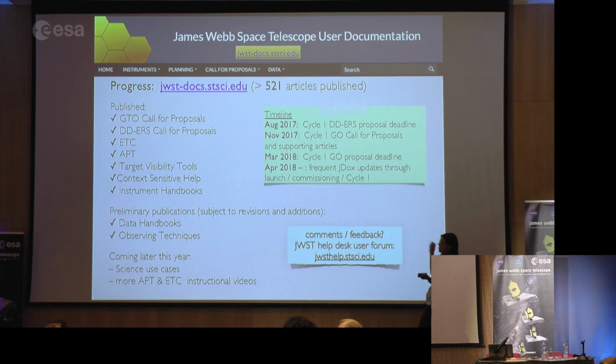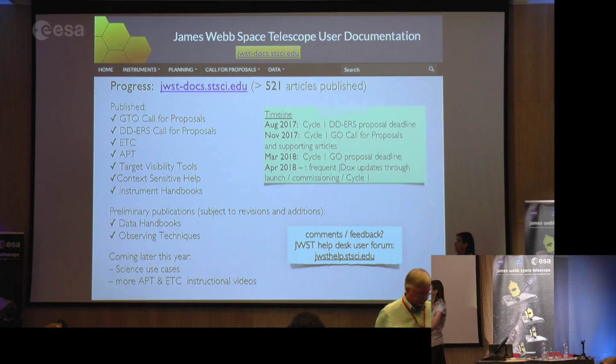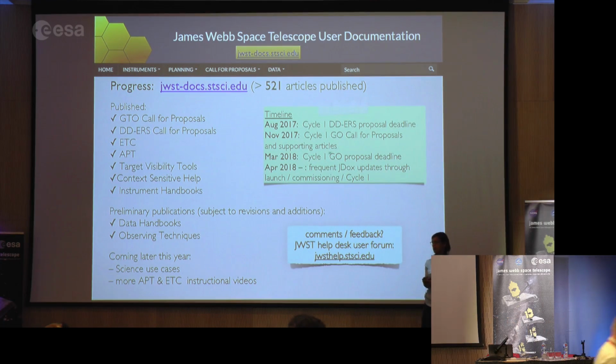So we have a lot of material already published. Lots of policy material, lots of articles walking users through how to navigate proposal planning tools like ETC and APT. Instrument handbooks are published, and we're integrated with APT through context-sensitive help. We have pretty mature drafts of data handbooks so far, and observing techniques articles, and do watch within the coming month and a half for additional support of walkthroughs of writing proposals and instructional videos.